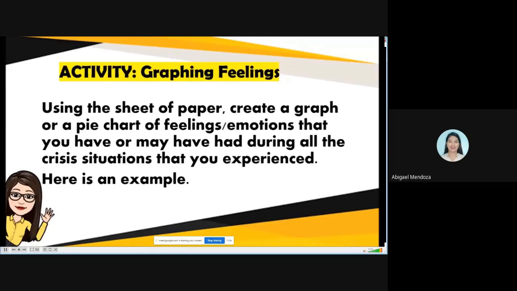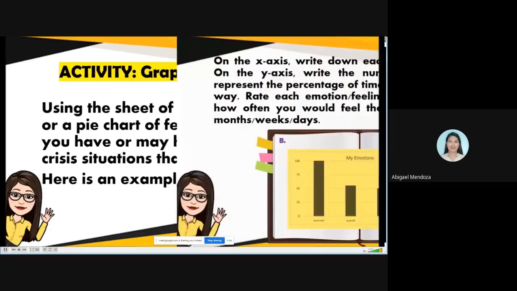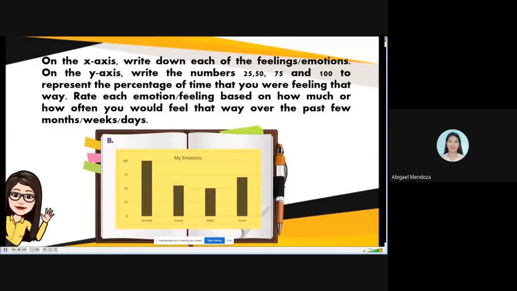Using a sheet of paper, create a graph or a pie chart of feelings or emotions that you have or may have had during all the crisis situations that you experience. Here is an example. On the x-axis, write down each of the feelings or emotions. This is just an example. You can use other emotions: worried, scared, angry, numb.